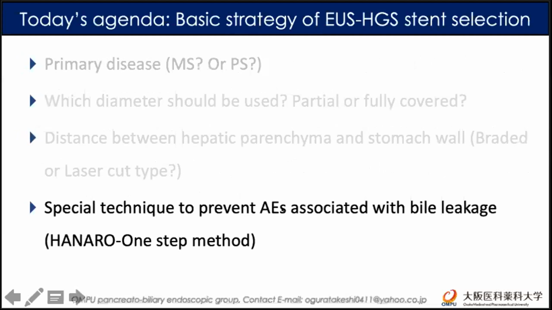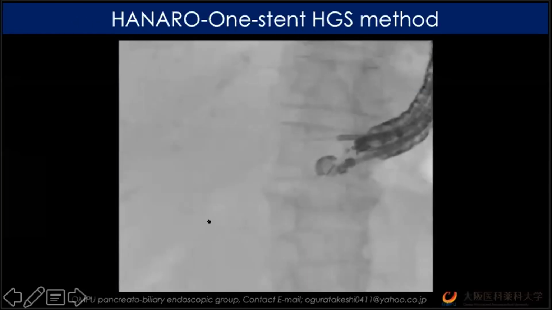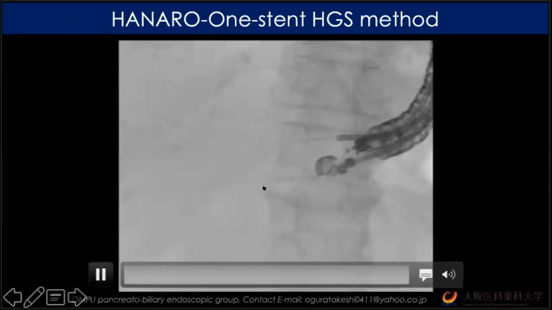Finally, I'd like to talk about the HANARO one-step stent deployment technique. As we all know, the HANARO Benefit has become available in Japan. This stent is only 5.9 French. Therefore, we can insert this stent delivery system without dilation. I'd like to show the video.